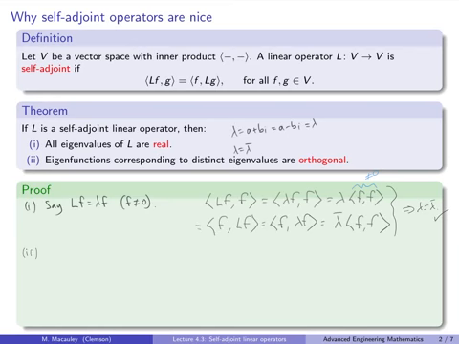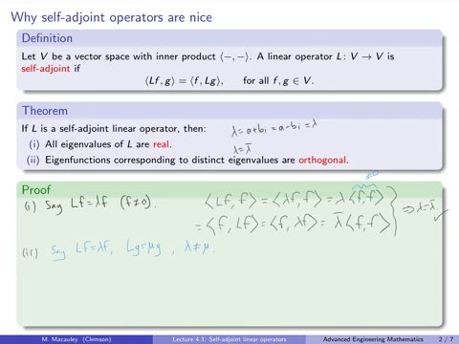Eigenfunctions corresponding to distinct eigenvalues are orthogonal. I'll use blue for this one. So again, we don't have much to work with. Let's suppose we have two different eigenvalues, let's say lambda and mu, and corresponding eigenfunctions, let's call them f and g. So I'm going to say that we have Lf equals lambda f as before, and Lg equals mu g. And distinct eigenvalues means that lambda and mu are different. And of course, assume that f and g are non-zero.